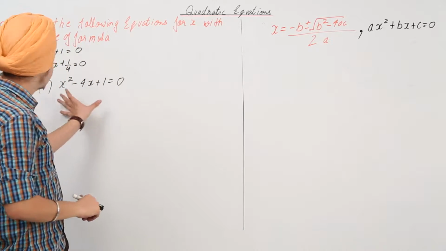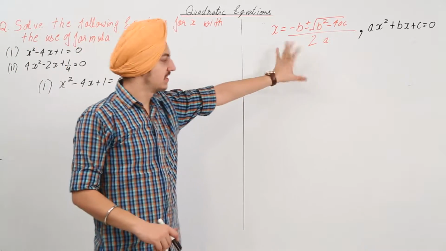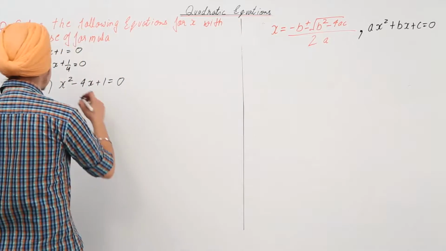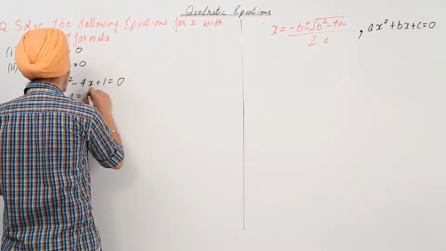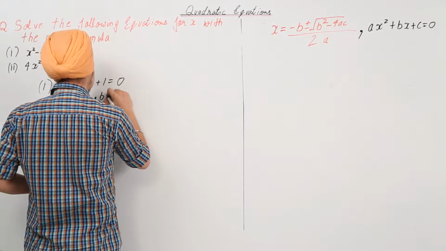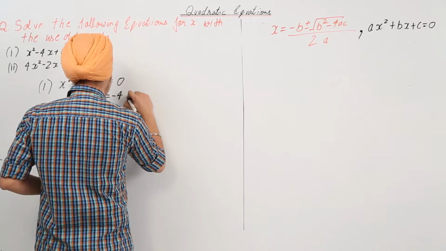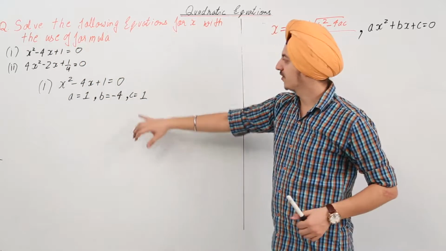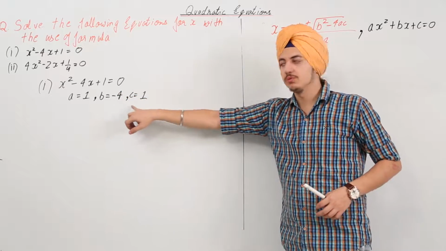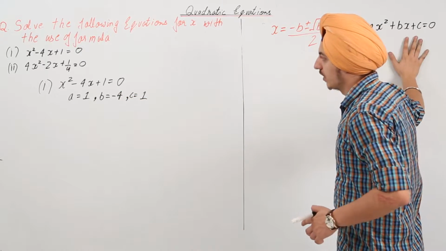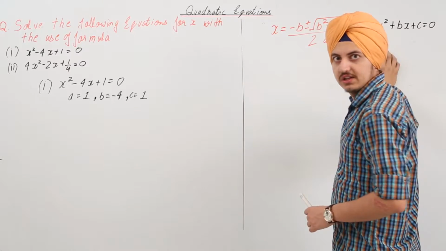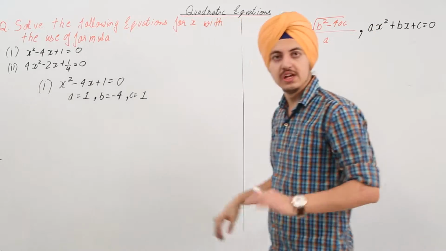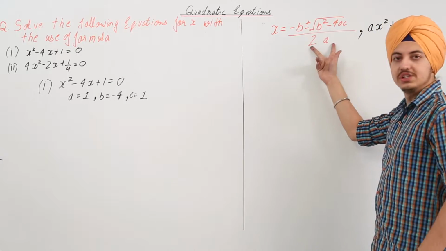Now I'm comparing this equation with this equation. So what do we get? a is equal to 1, b is equal to minus 4, and c is also equal to 1. Am I right? Just check it for yourself. a is equal to 1, b is equal to minus 4, and c is equal to 1, comparing this equation with this equation over here. So now we just have to put all these values straightforward into this formula.